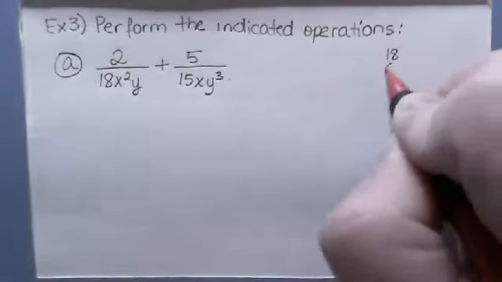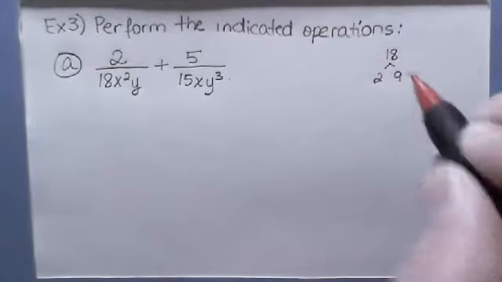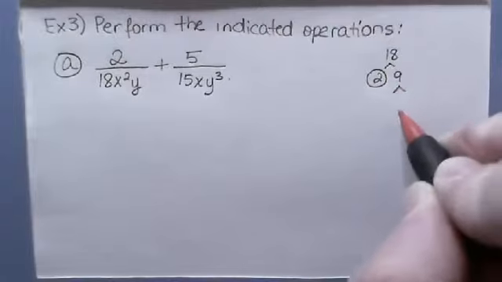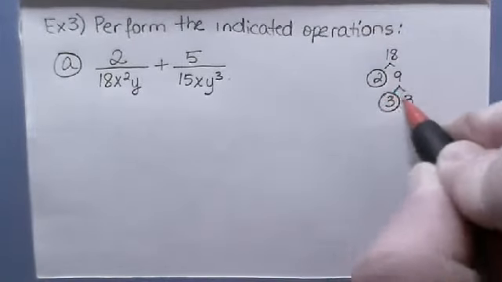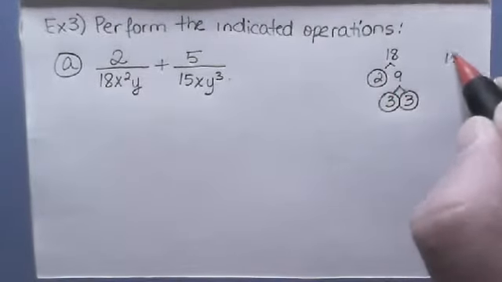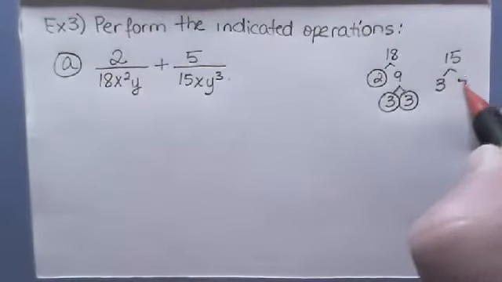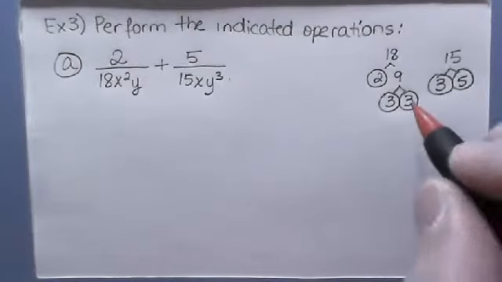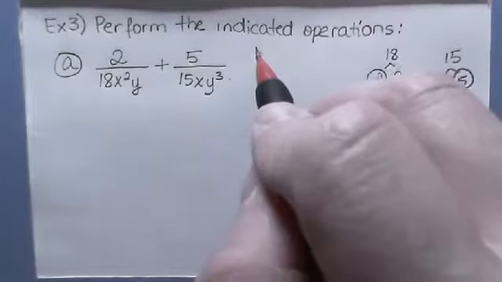Okay, so I'm going to come here to the side of my paper, and I'm going to do the prime factorization of number 18, which happens to be 2 times 9, and we know that 2 is prime, so we put a circle around it, but the 9 is not prime, so we're going to split it as 3 times 3. We did the same thing with the other denominator, which is number 15. We want to split it, and 15 is 3 and 5.